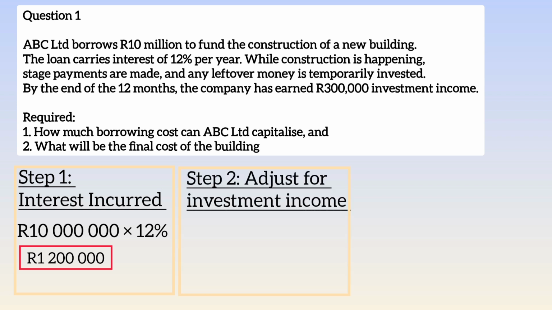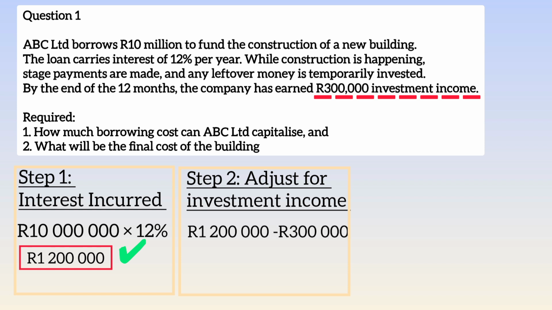Step 2, adjust for investment income. IAS 23 says, if you have earned investment income from temporarily investing the remaining funds, you must deduct it first from your borrowing cost. Okay, so we take 1,200,000 minus investment income of 300,000. Out of this 1,200,000, 900,000 is the only amount which is going to be capitalized.